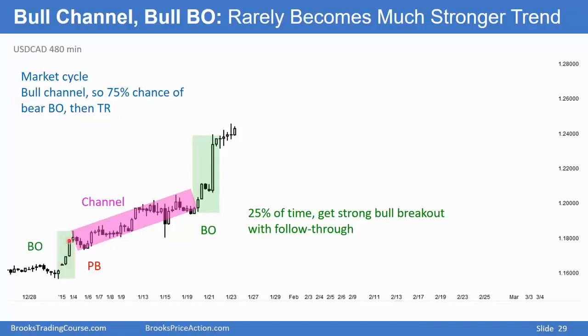And that's what happened. Bull breakout, channel. Instead of a trading range, you can say that this is a trading range, but you can also say it's still a bull channel. We got a very strong bull breakout. 25% of the time, that's what happens. You get a bull channel and you get a bull breakout and the market cycle starts over again. Breakout, a pullback, and then channel, and then eventually a trading range.